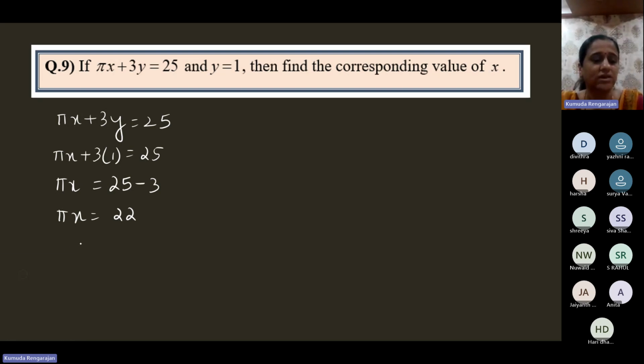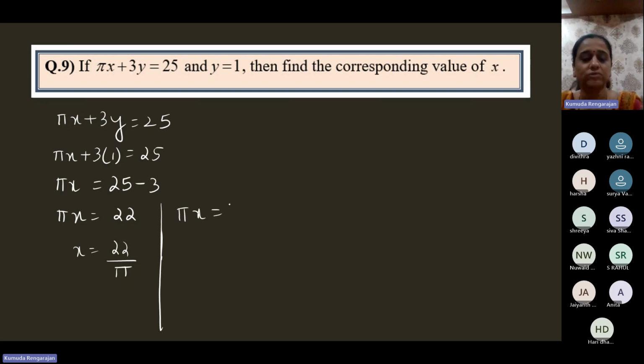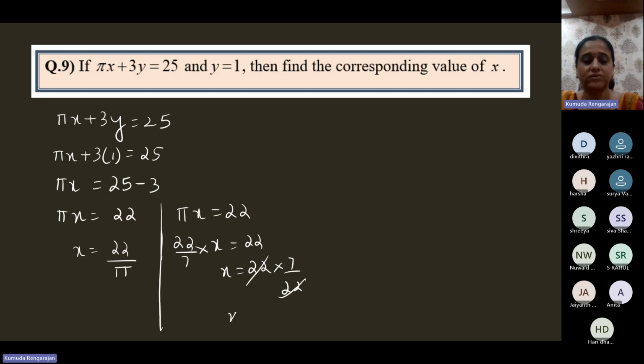If you leave it like this, x is equal to 22/pi. So when y is 1, the corresponding value of x is 22/pi, which is fine. But since we know pi is 22/7, if you use the value of pi, it gets cancelled. So pi x is equal to 22, 22 by 7 into x is equal to 22, x is equal to 22 into 7 by 22, x is equal to 7.